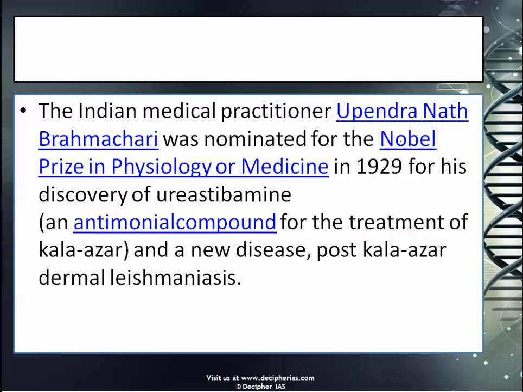Now I wanted to tell you one more interesting thing: Upendranath Brahmachari was nominated for the Nobel Prize in 1929 for his discovery of urea stibamine, which is an antimonial compound which can treat Kala-Azar and post-Kala-Azar dermal leishmaniasis. But unfortunately he didn't get it eventually.